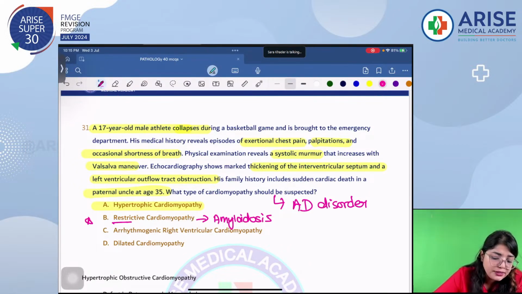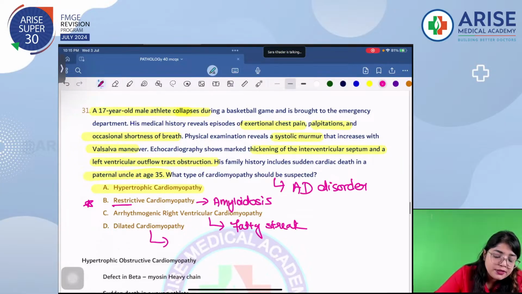Very, very important. Please. This is actually where there are fatty streaks. Okay. It is associated with fat. And dilated cardiomyopathy, the most common cause is idiopathic, but after that, the most common cause is alcohol.